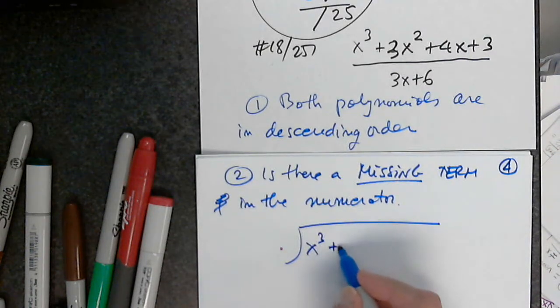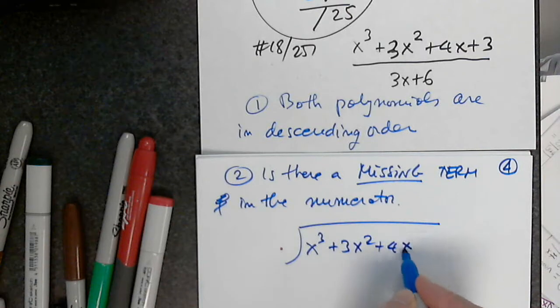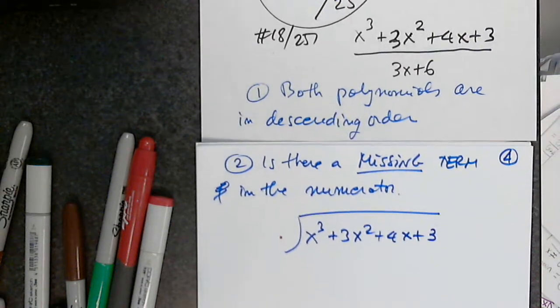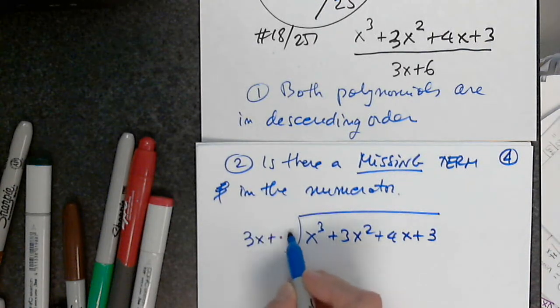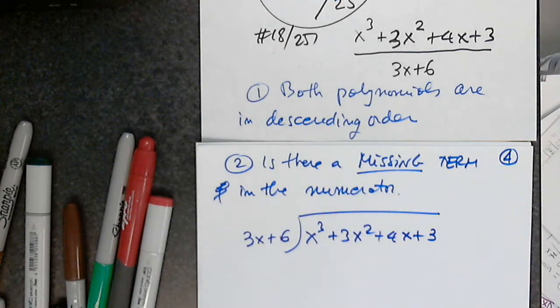Okay. So here is the starting point. I have x cubed plus 3x squared plus 4x plus 3. And then I have 3x plus 6 that I divide by. I'm running into some difficulty at this point. Here's my difficulty.